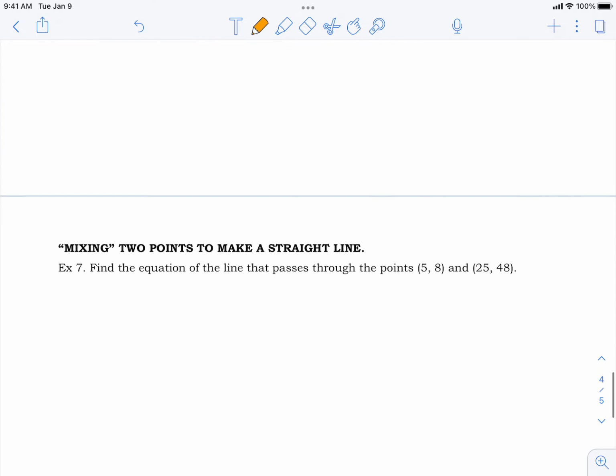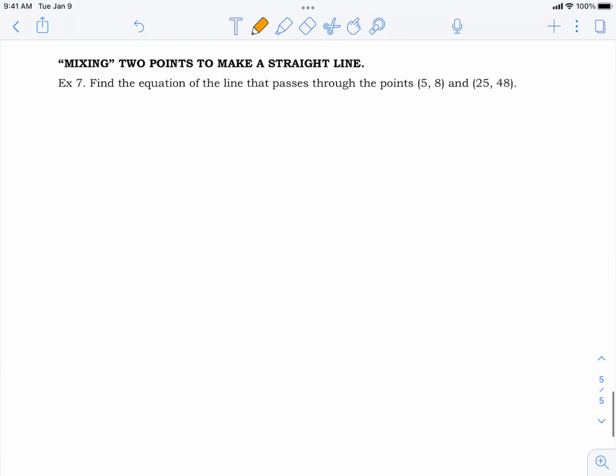Okay. Now I can't resist this one last application. Now for something completely different. What are we going to mix together? We're going to mix some points. What? We're going to make the equation of a straight line, a straight line that goes through these 2 points. This is a cool way to do it.